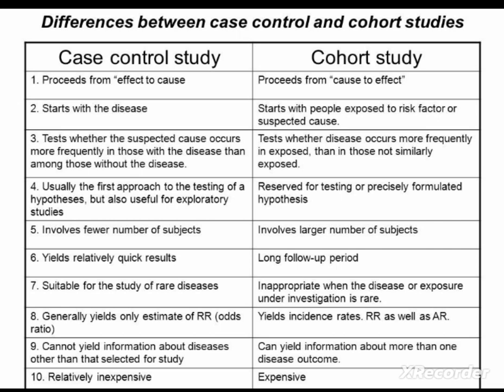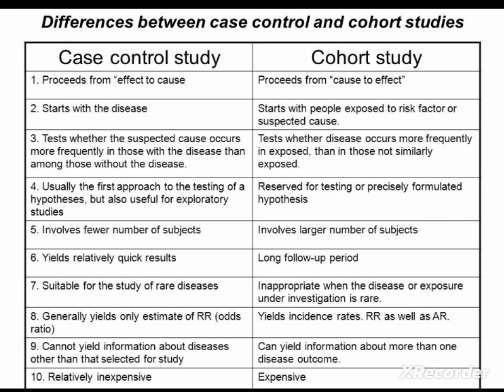In cohort study, we test whether disease occurs more frequently in exposed than in those not similarly exposed. In cohort study, what we are studying is we are assessing whether the smoking group only develops cancer or others.